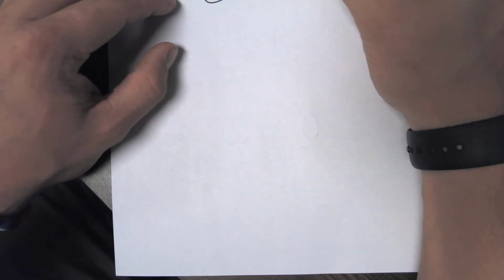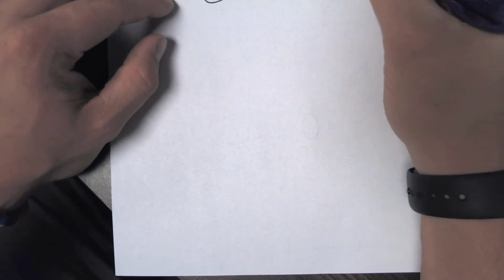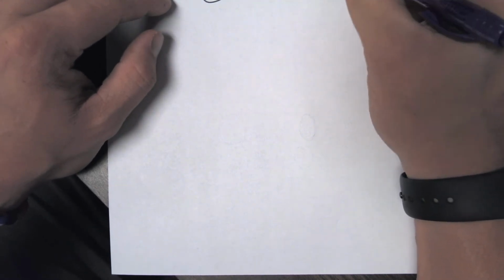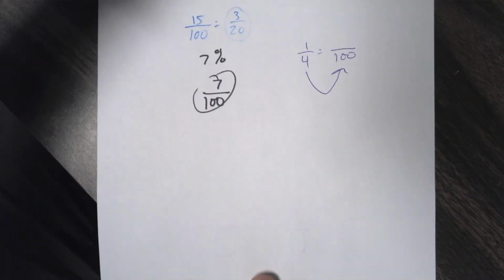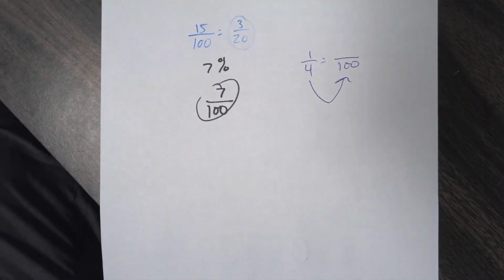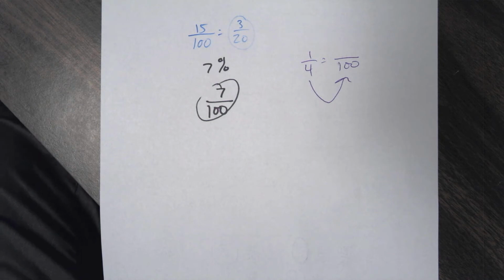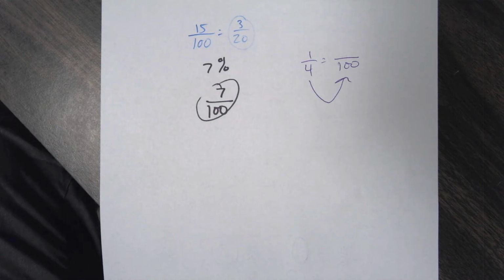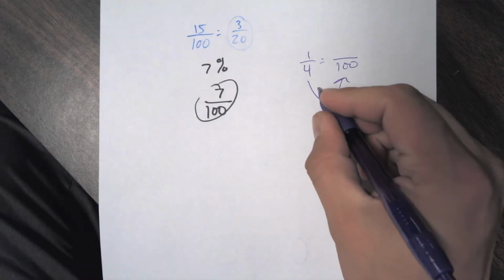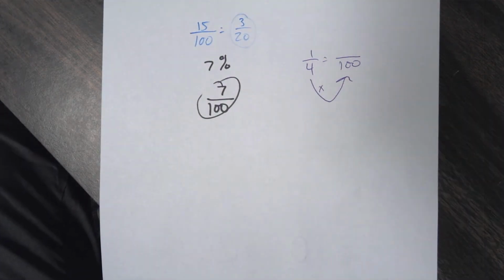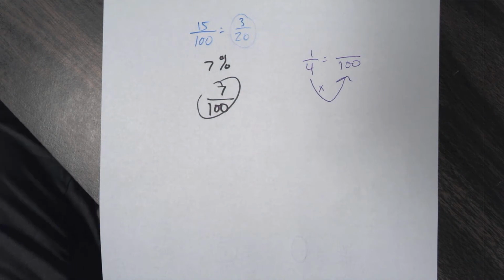So when they give you a fraction like 1/4, your goal is to try to get 100 on the bottom. So we have to go from 4 to 100. What do we have to do to that 4 to get to 100? Multiply it by what? Does anybody have an idea? What are we multiplying by?